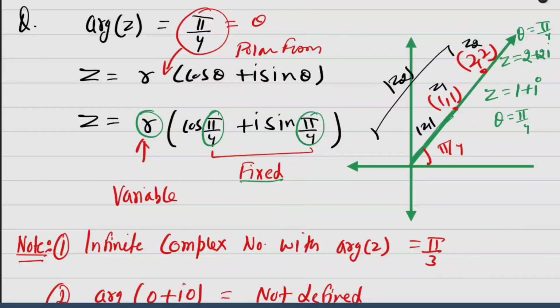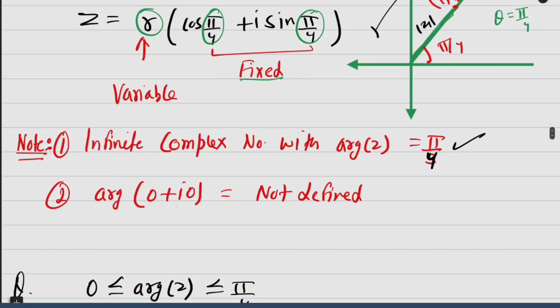So for defining a unique complex number, you have to define both things. First one is argument, second one is modulus. Then only you can define a unique complex number. Otherwise there are infinite complex numbers. So in this case, there are infinite complex numbers with argument pi by 4. Here I have taken pi by 4.